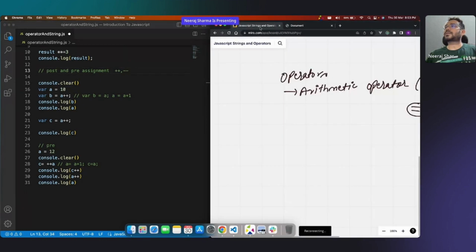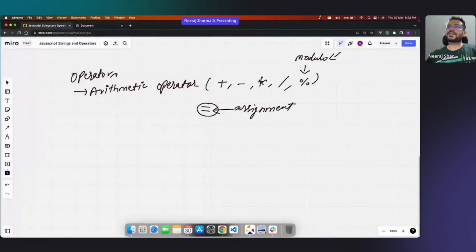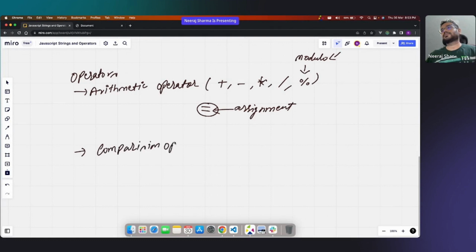Cool. Now let's come back. So we have talked about arithmetic operators, and that is all we have in arithmetic operators. Now the second type of operators which we come across is comparison operators. That means you need to do comparison.